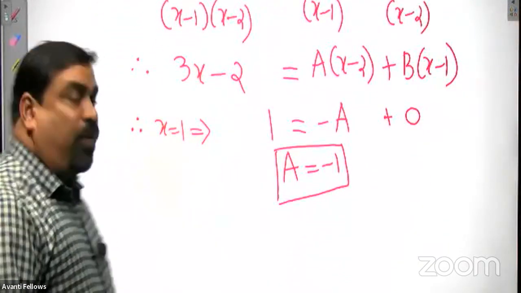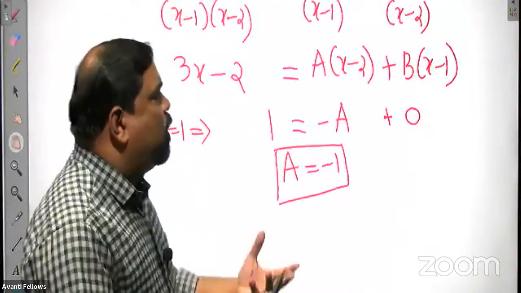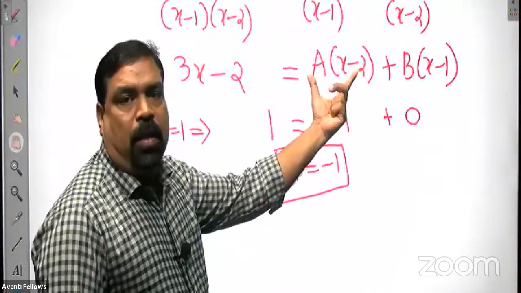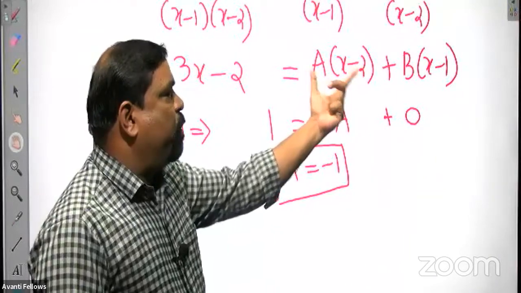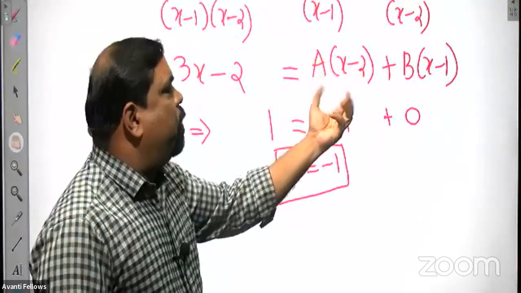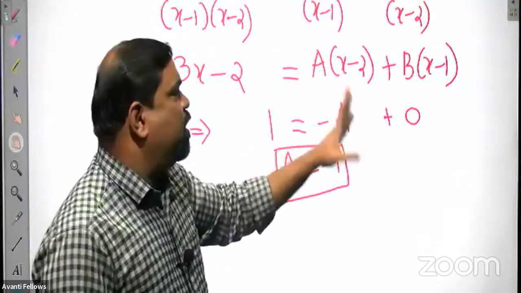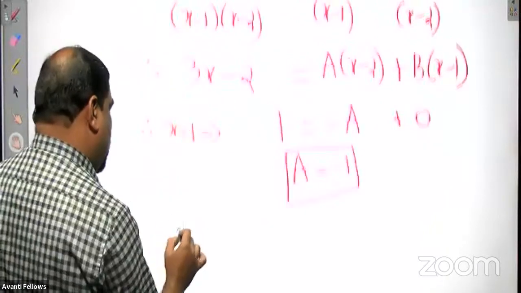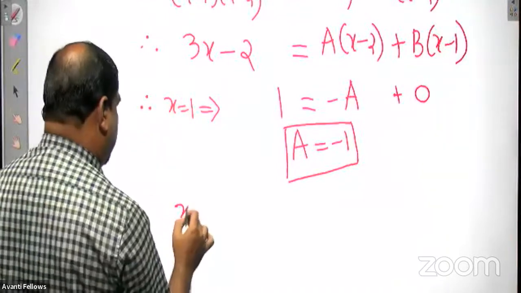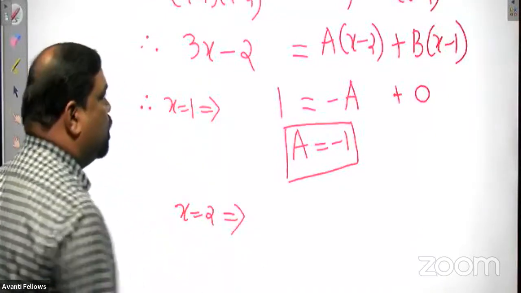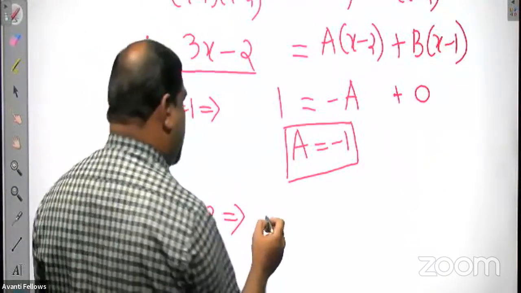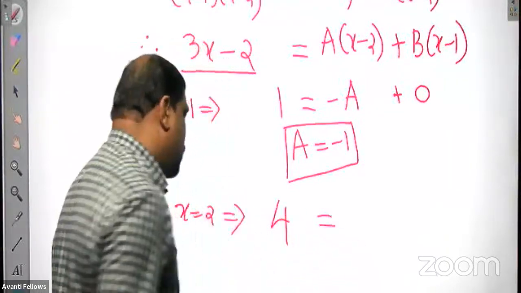Then we will find B. To get B, the same technique: we have to make the term containing A equal to 0. For that, what can be substituted for x? Very clearly, that is 2. In the same expression, put x = 2. The left side is 3x - 2: 3 into 2 is 6, 6 minus 2 is 4.